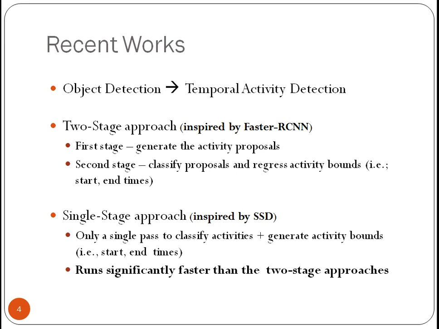The two-stage approaches basically follow the leading two-stage object detector called Faster R-CNN and operate in two separate stages. In the first stage, the algorithms generate the activity proposals, while in the second stage, these proposals are classified into specific activity categories, and the activity temporal bounds are also further fine-tuned.